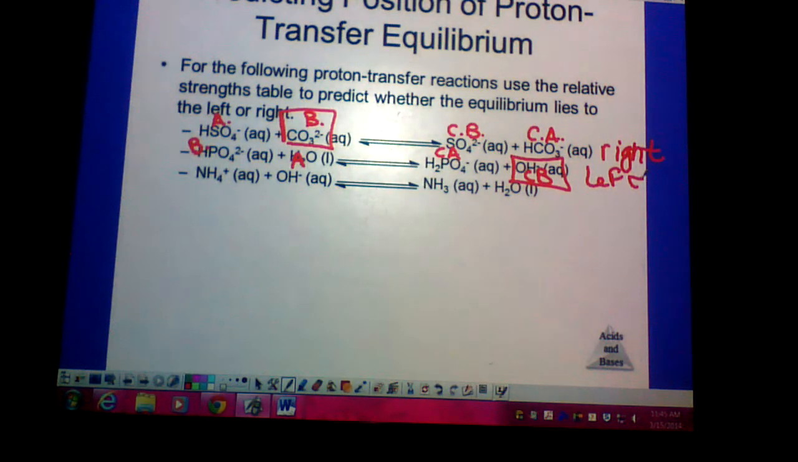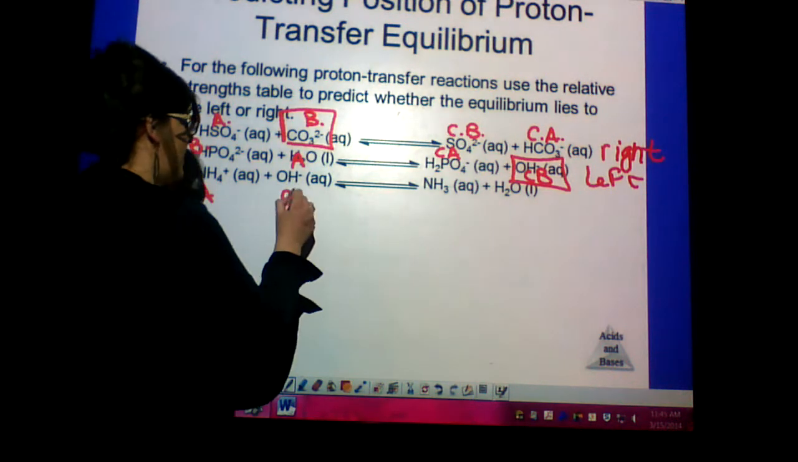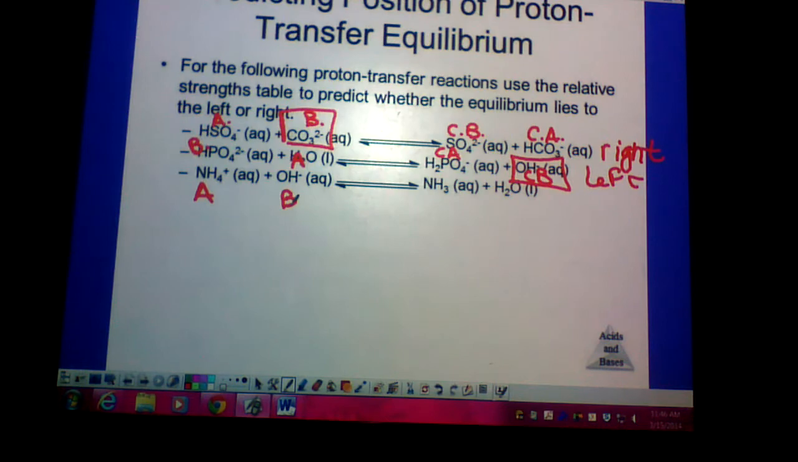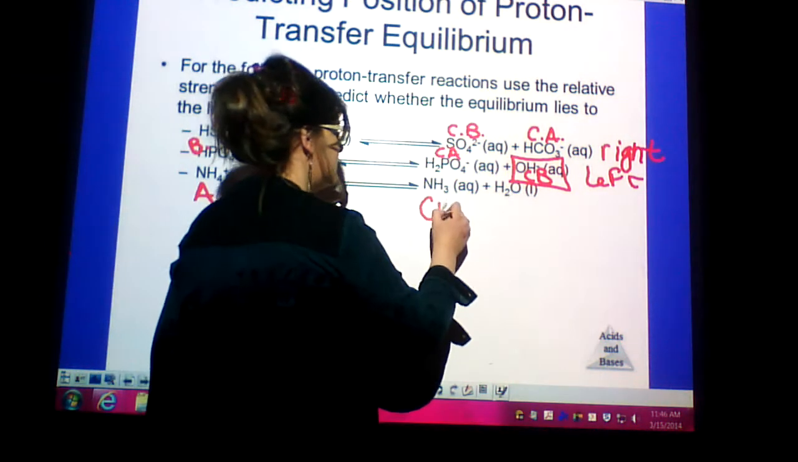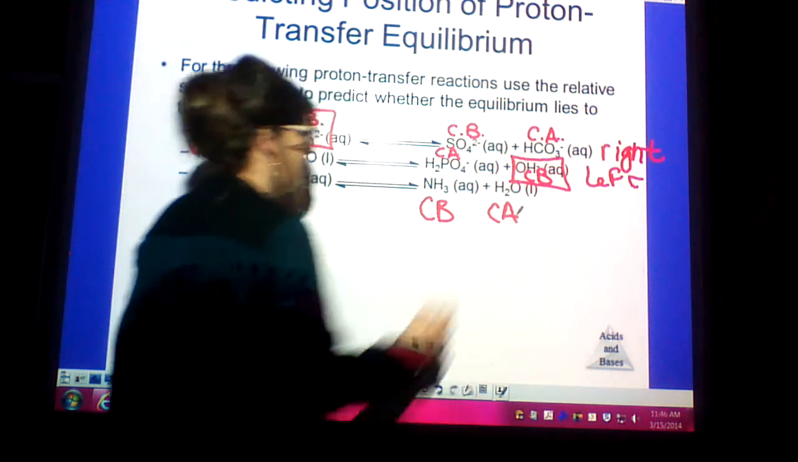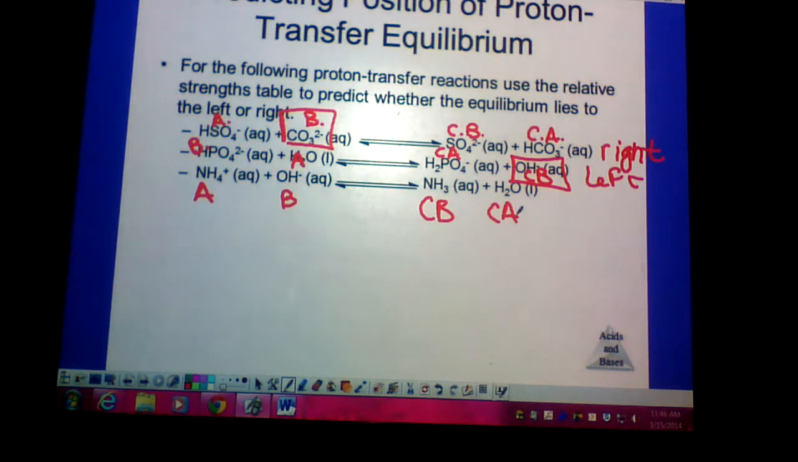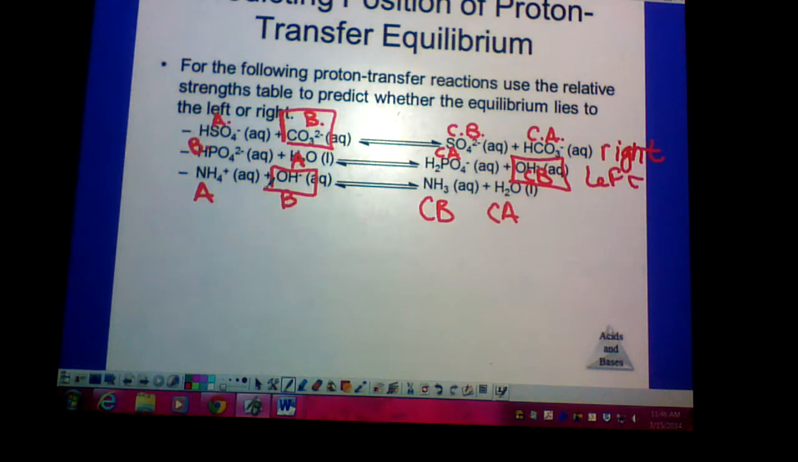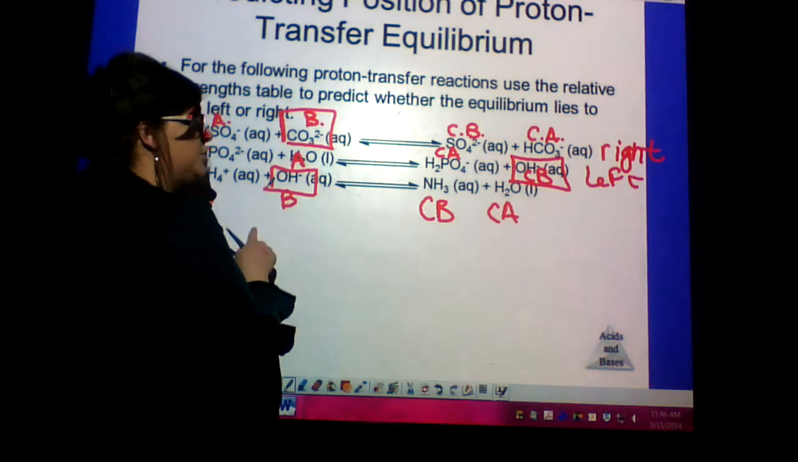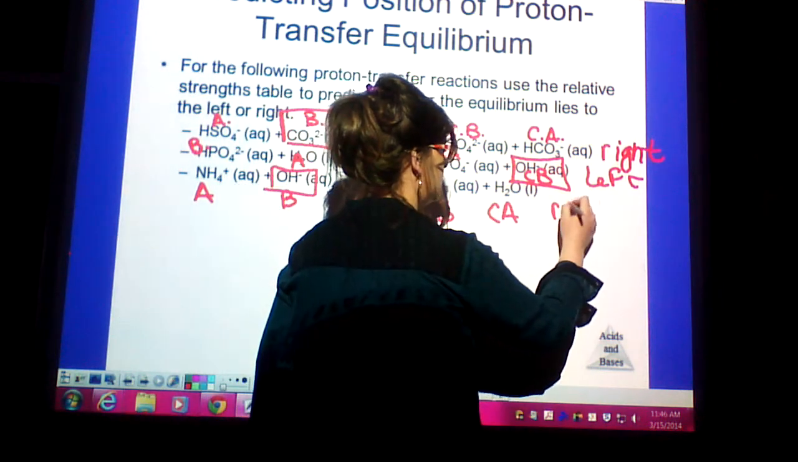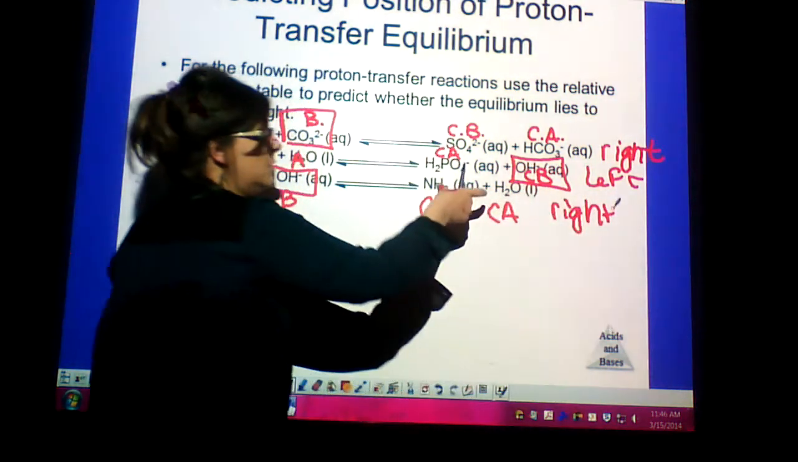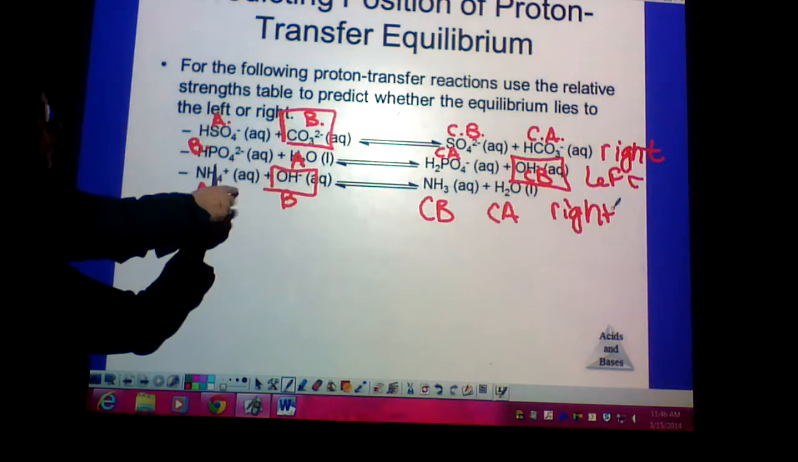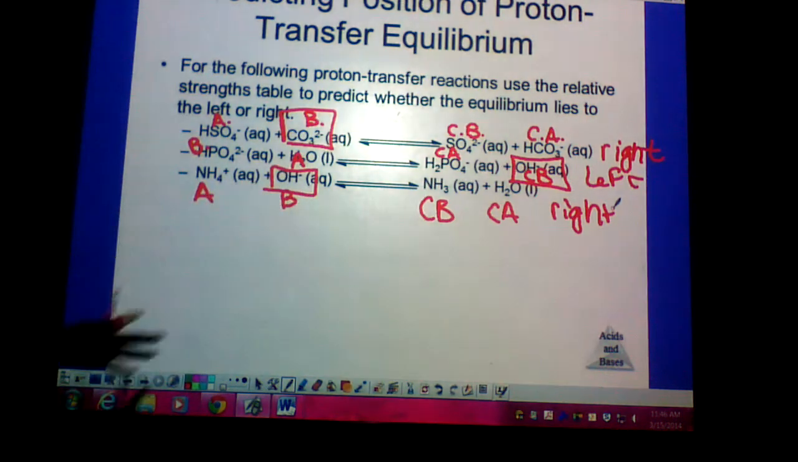My last reaction, I have NH4+ and OH-. NH4+ will be my acid, OH- will be my base. Then that means that NH3 has to be my conjugate base, and H2O has to be my conjugate acid. So I'm comparing OH- and NH3. OH- is a much stronger base than NH3. So because of that, my equilibrium is going to have to shift towards the right, because I need to make more of this so that ultimately I can get more of this stronger base.